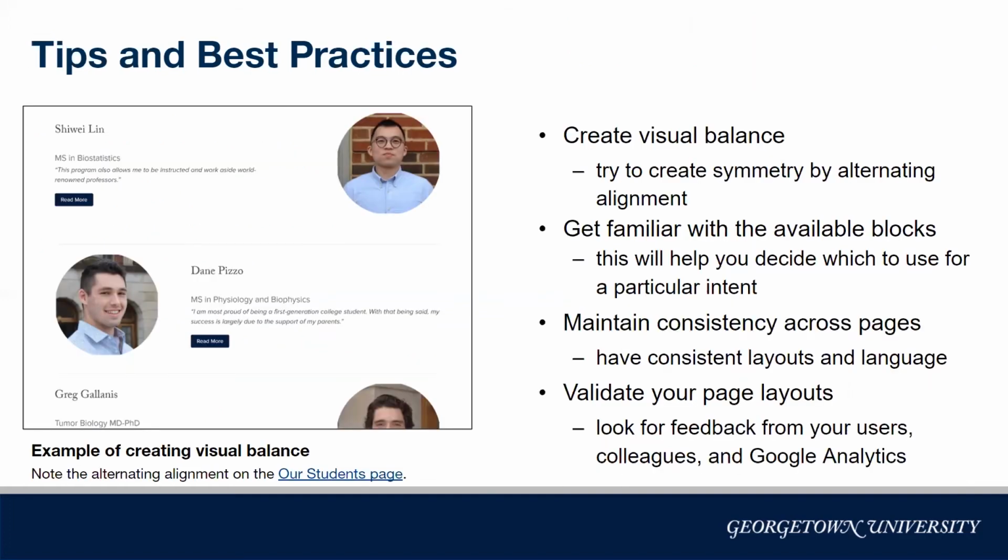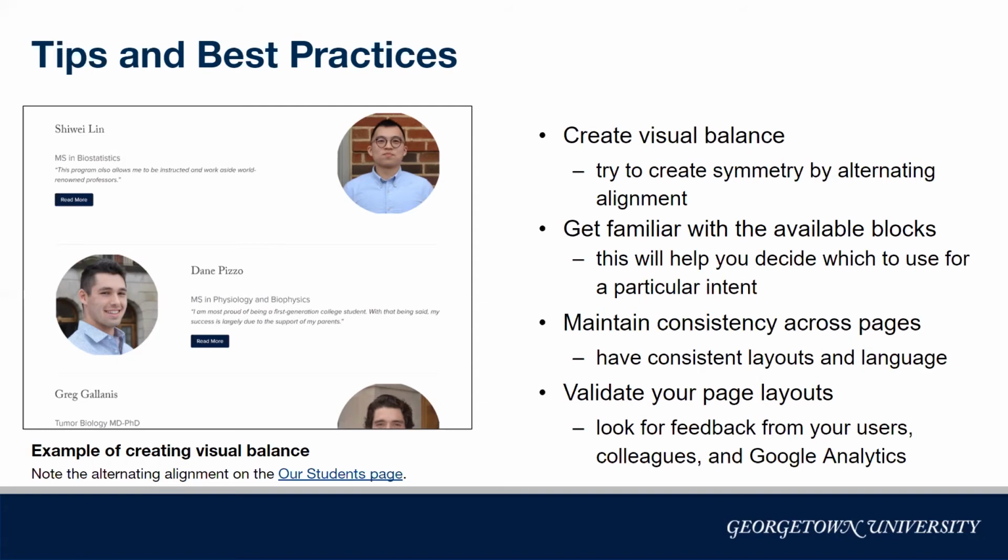Another tip to keep in mind is to create visual balance and symmetry by alternating alignment. You can see a great example in the image where they are alternating the alignment of the student profiles from right to left. Another tip is to get familiar with the available blocks we have. If you have time, experiment on our training site with different block combinations and page layouts.